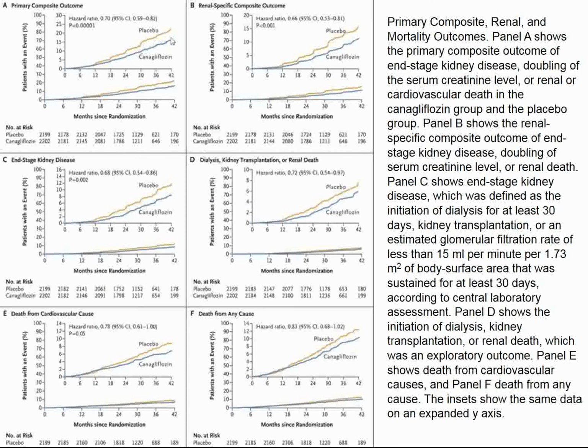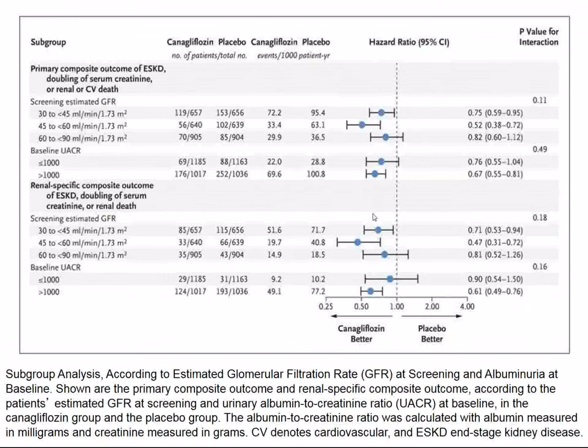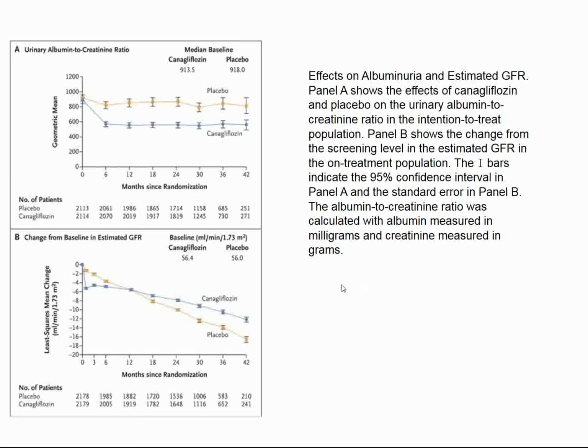So here are the graphical displays of all of these, in my view, fairly impressive events. And even death from any cause was not significant as yet, but might be in the future. But these other endpoints here were significantly different, as are indicated in these panels. And if we look at different subgroups, level of GFR, whether or not they had proteinuria, etc., canagliflozin was definitely better.